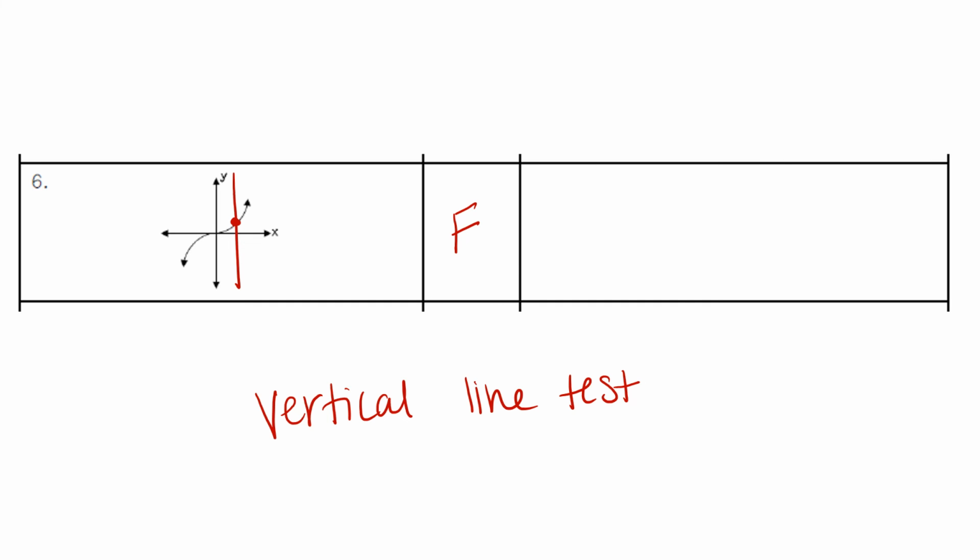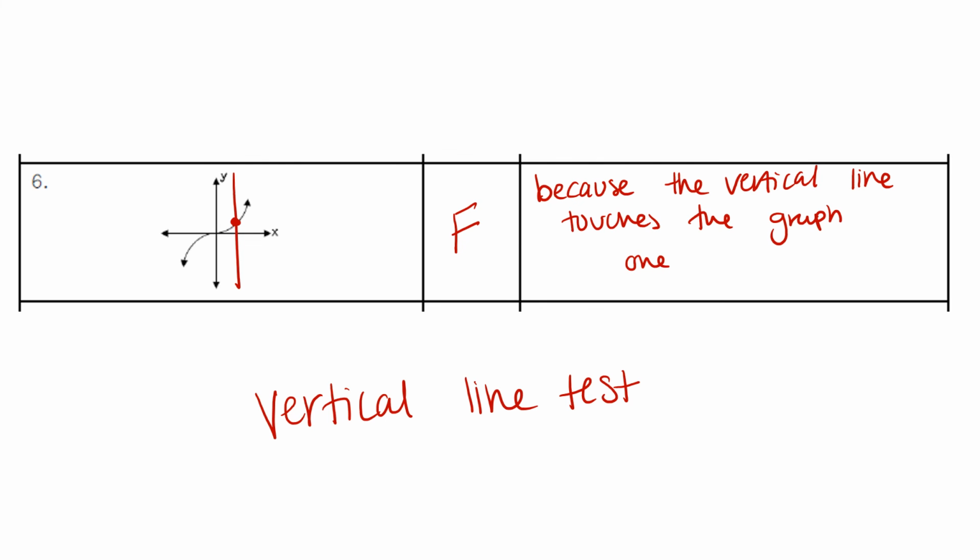For number 6, we have another graph, so we're going to do what is called the vertical line test. Remember, we're going to take a line and we're going to draw it straight down anywhere on the graph, and we're going to see how many times it touches. My red line that I drew touches my graph in one location, meaning this is a function. It is a function because the vertical line, that's the line we drew, touches the graph one time.